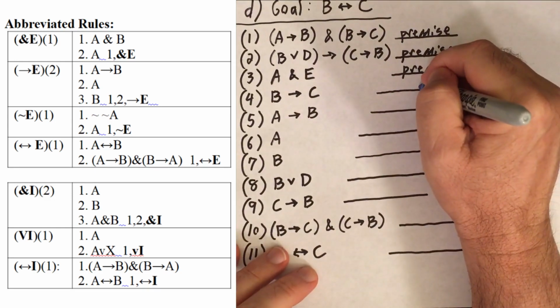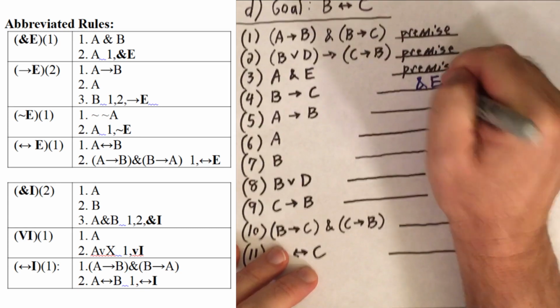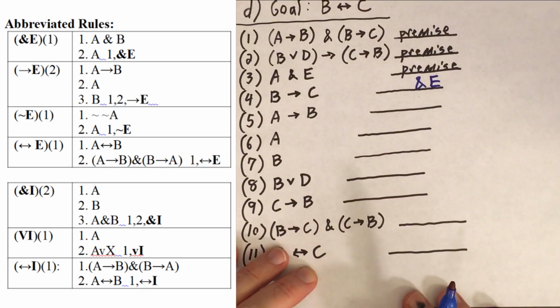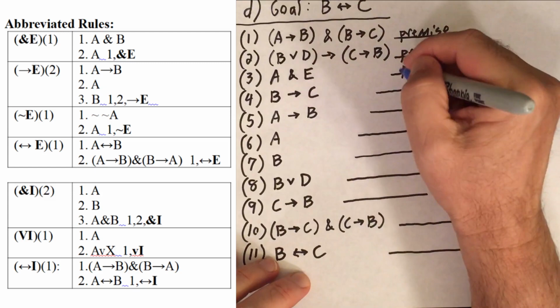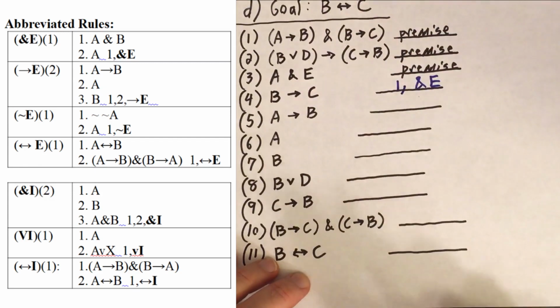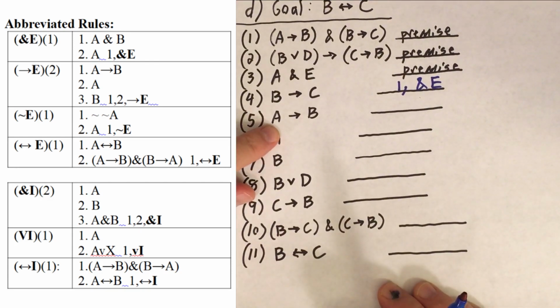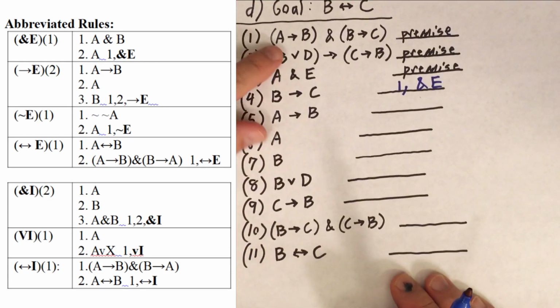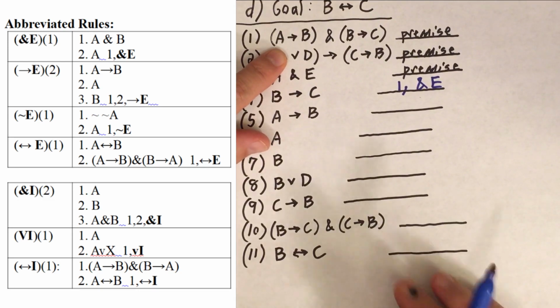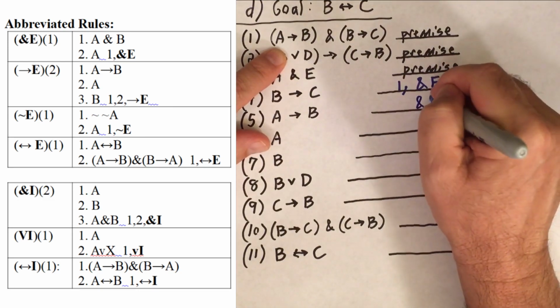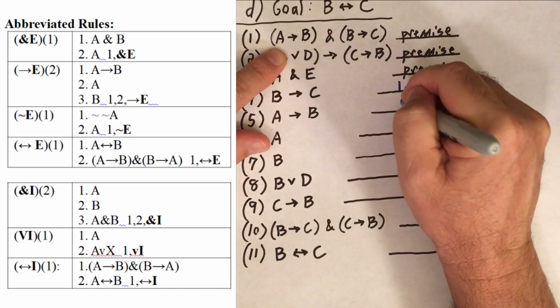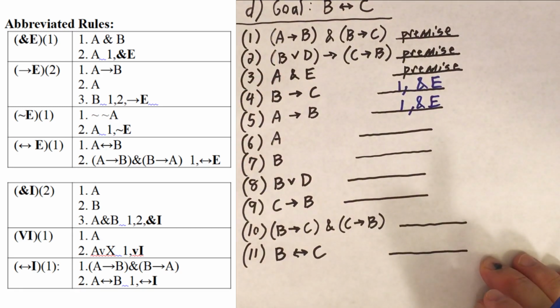What did we do? We used an and elimination rule, requires just one line of justification, the line that contains the and we took apart. So line 4 is now justified. Line 5, A conditional B is true. What is that? Look at it. That is simply the other side of the and in line 1. So, same justification. We just took the left side this time.